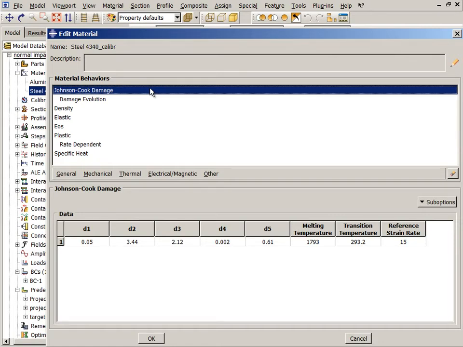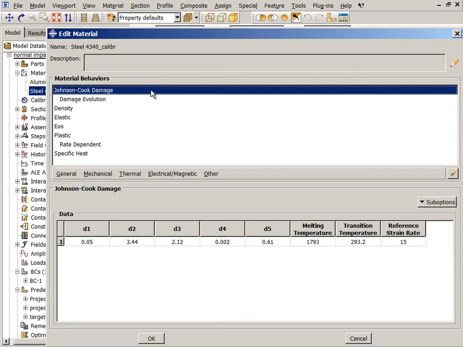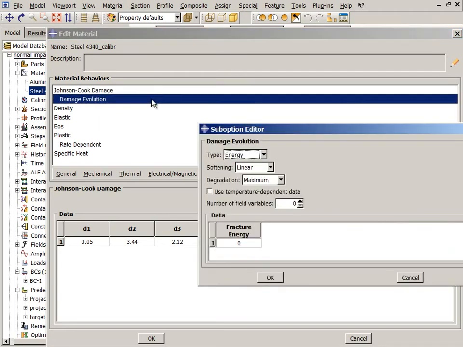The Johnson-Cook failure parameters were taken directly from the literature, except that the sign of the failure parameter D3 has been reversed, because the Abaqus implementation of the Johnson-Cook damage model requires a positive value for this parameter. Damage evolution has been defined, and elements are deleted by default upon reaching the maximum degradation.